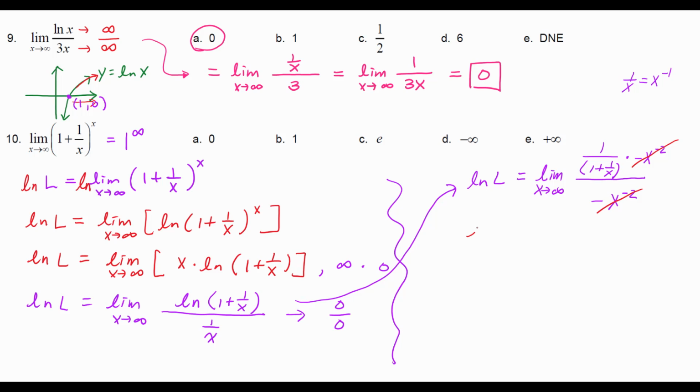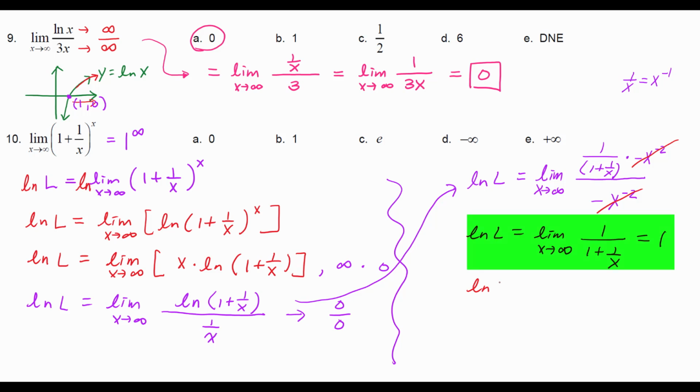So now all I have is ln L equal to the limit as x approaches infinity of 1 over (1 + 1/x). So now if you send x to infinity, 1 over x becomes 0. So I have 1 over 1, which is 1. But that's not the answer, right? So don't choose 1 here. Don't jump on it. What you have is ln L equal 1. And remember, your limit, we call it an L. So we have to find L, not ln L.